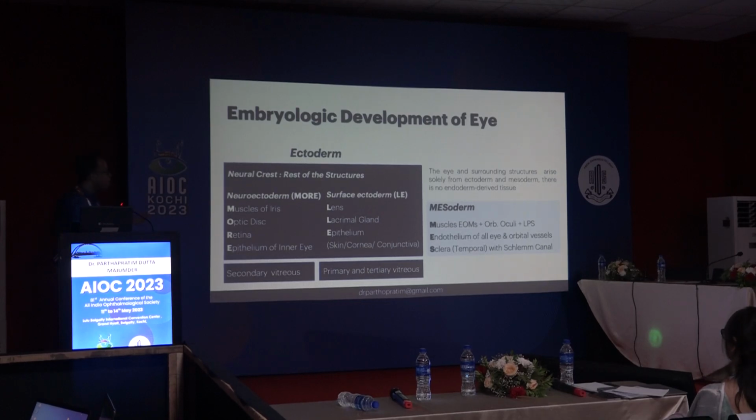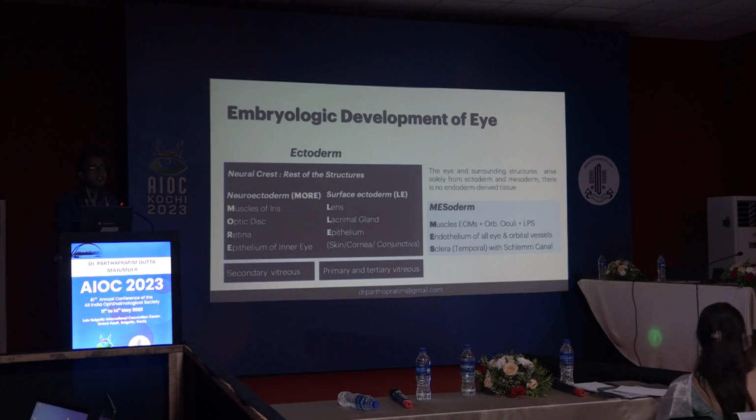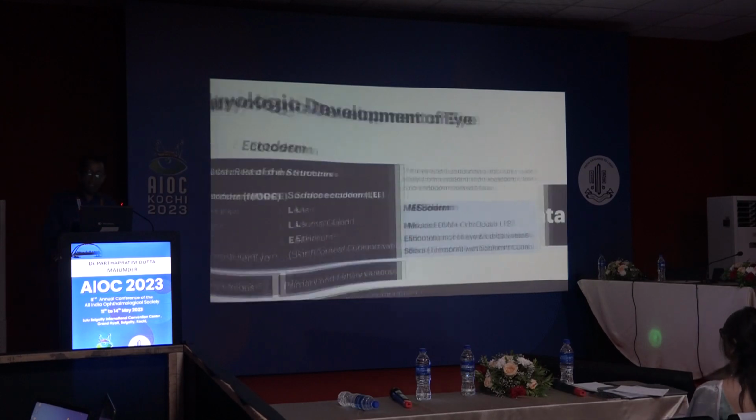So you can take this photograph. This defines the ocular structures derived from the ectoderm and mesoderm. And as I said, the eye is derived solely from the ectoderm and mesoderm, and there is no endoderm-derived tissue in the eye. So this is, as a whole, the embryological development of the eye.